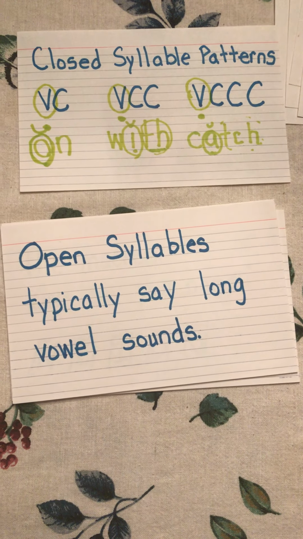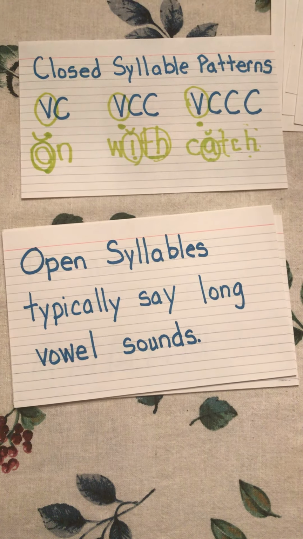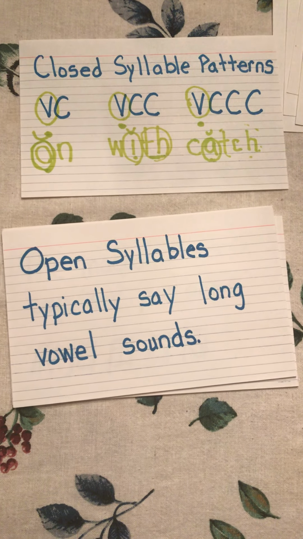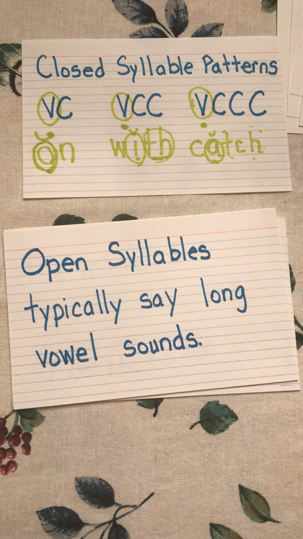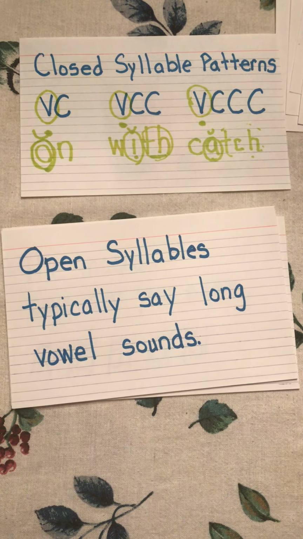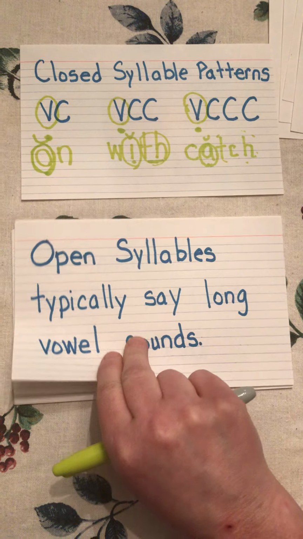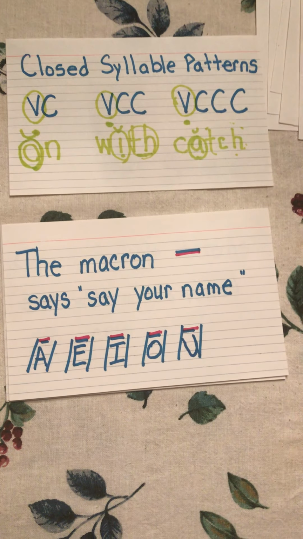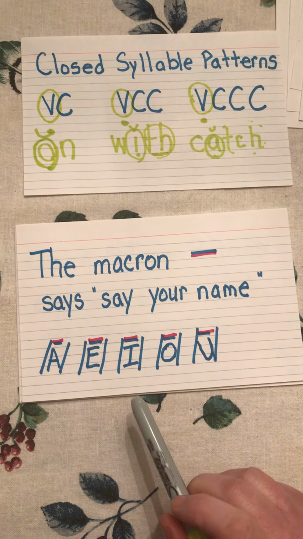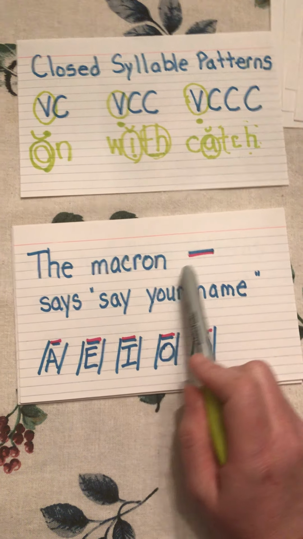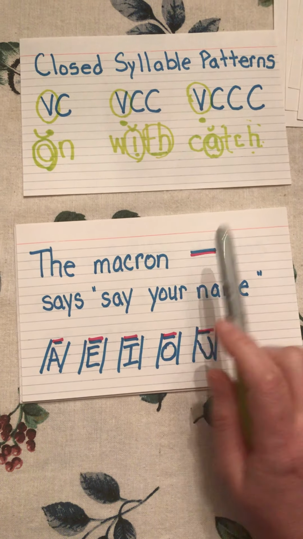Open syllables, on the other hand, typically say the long vowel sounds. So short, we think of you're cut off pretty quickly. It's just going to be a short vowel sound. Long vowels can actually say their names. The terminology that we use for that, unlike a breve, is going to be a macron, and that just signifies a straight line.